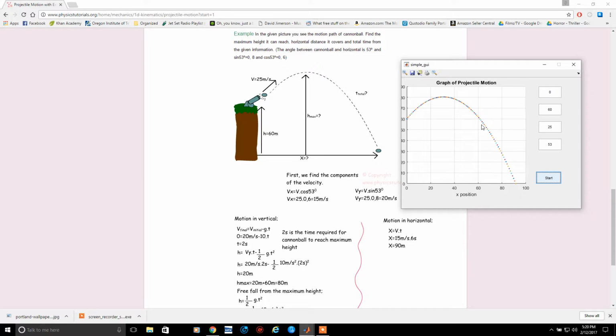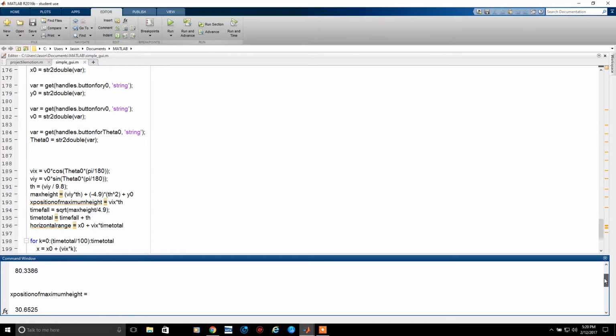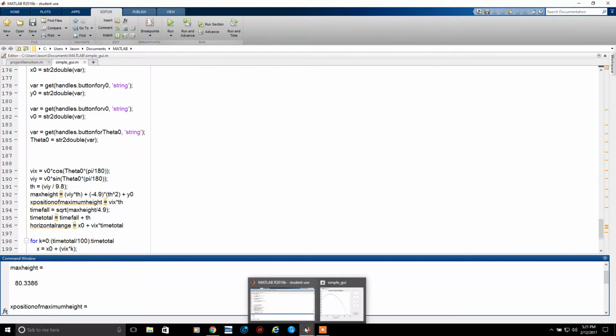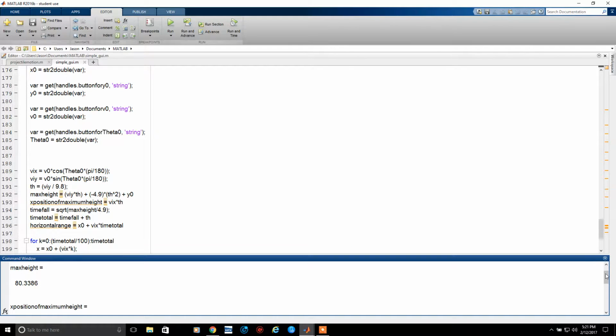All right, so as we can see, the graph matches up because we start at 60, and then we end at around 90 meters. Then let's check the math. Max height of 80, let's check that. Max height 80, that checks out. X distance of 90.